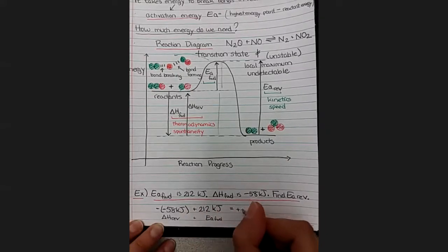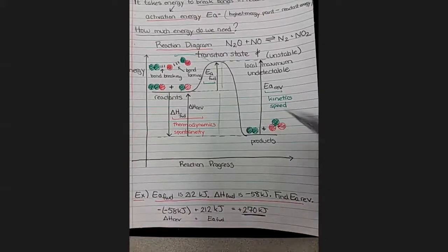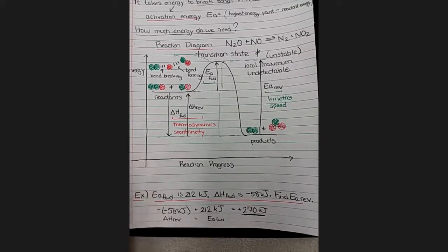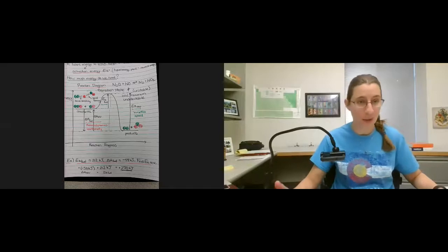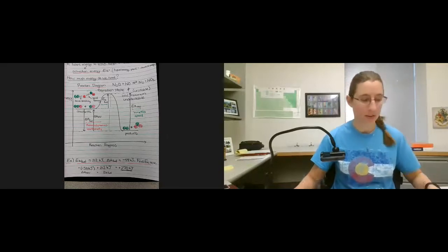Okay, and that should give us positive 270 kilojoules. So we just want to make sure that we end up with a positive number and that we're adding the correct numbers together. Okay, and when you draw the reaction diagram, it doesn't have to be quite as epic with all of the molecules drawn in, but you do need to have those sorts of labels that we put in.